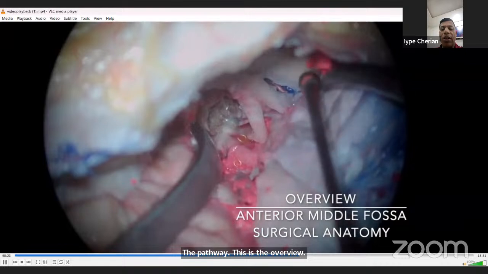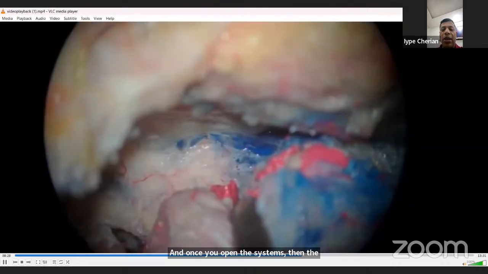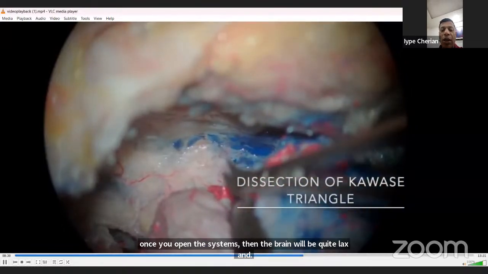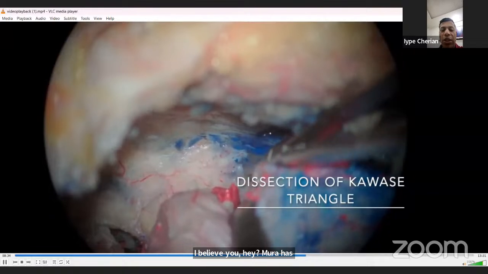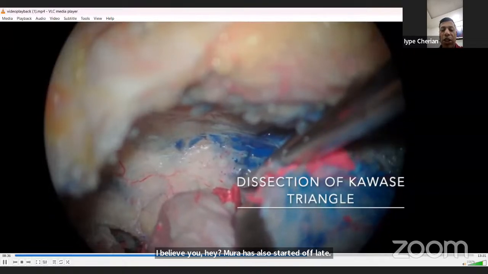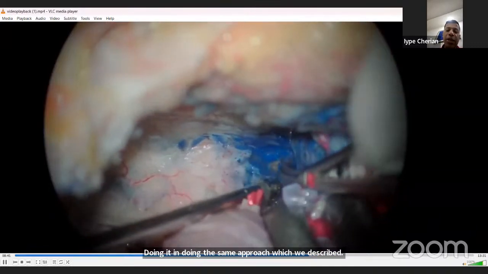And once you open the cisterns, then the brain will be quite lax. I believe Yohei Miura has also started of late doing this same approach, which we described, in a minimally invasive way, and he calls it Mi-Plata.